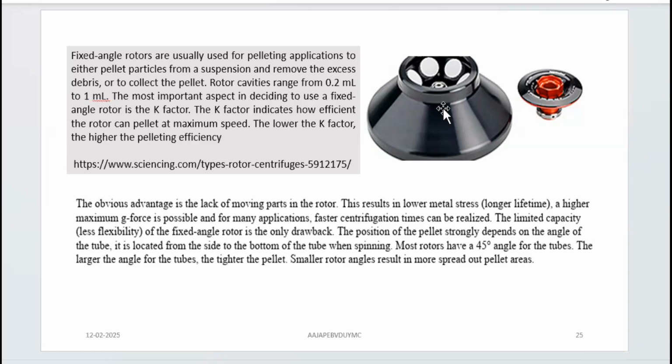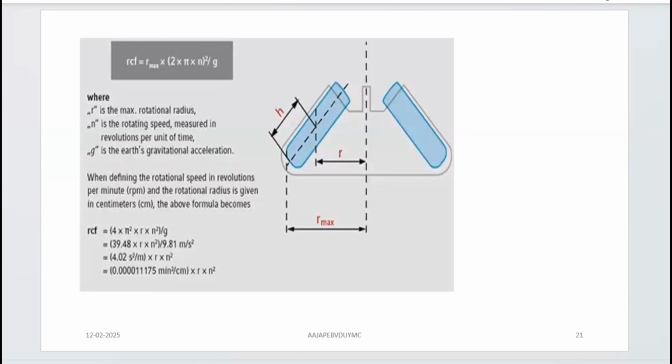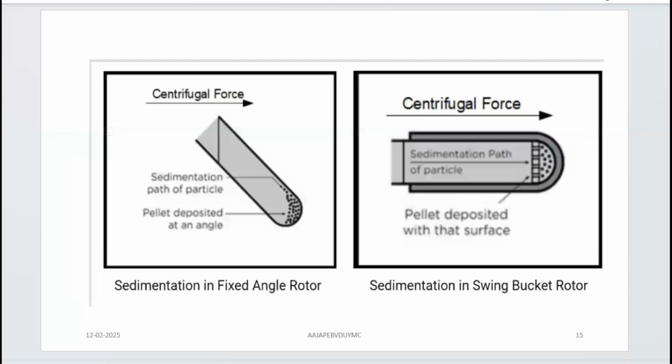So when the centrifugal field is applied, it is going to be exerted at an angle to the tube wall, right? If you imagine a tube which is rotating in this kind of rotor, I shall get to the slide which shows a tube held at a fixed angle. So when the centrifugal field is applied, the centrifugal force is exerted at an angle to the tube wall, and particles will move outwards.